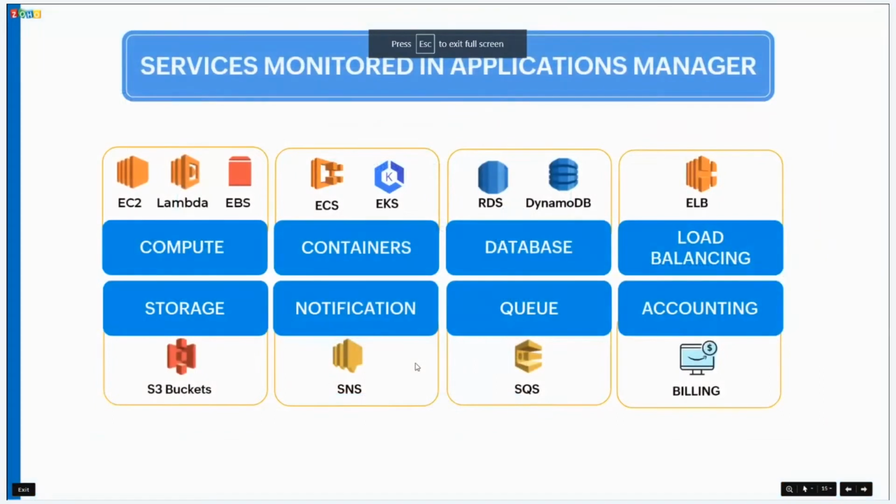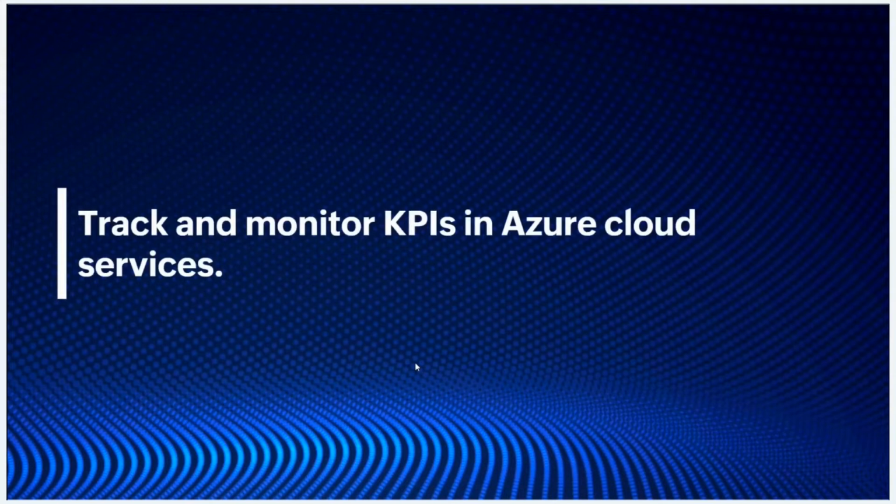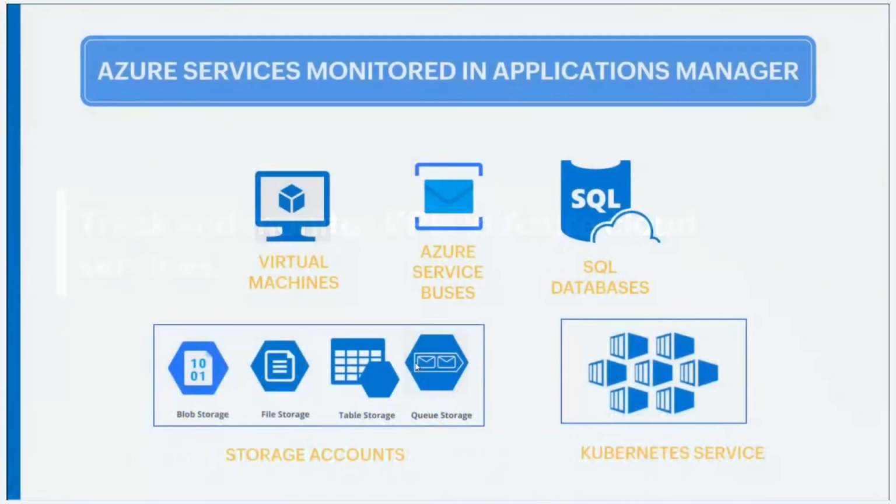So these are the services monitored in Applications Manager, like I mentioned, and I've shown in the console. Moving on to the second part of today's session, let us take a look at how you can track and monitor the important KPIs in Azure Cloud Services. APM supports various Azure Cloud elements such as Azure VMs, storage accounts, SQL databases, service buses, and Kubernetes service.